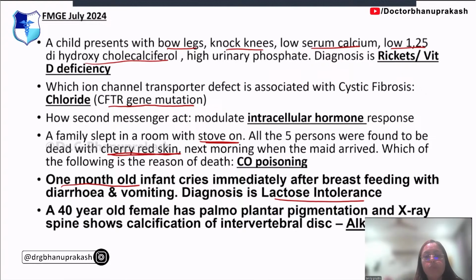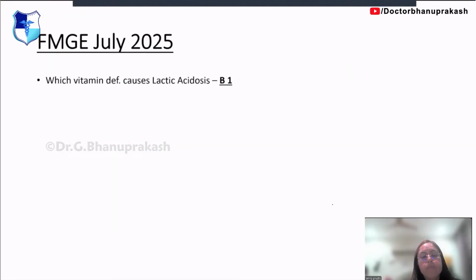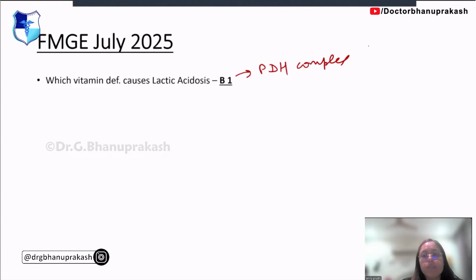40-year-old female, palmoplantar pigmentation. X-ray spine shows calcification of intervertebral disc. I told you this in alkaptonuria. FMG July 25. Which vitamin deficiency causes lactic acidosis? B1 deficiency is mainly associated with lactic acidosis because B1 is required for the pyruvate dehydrogenase complex link reaction.